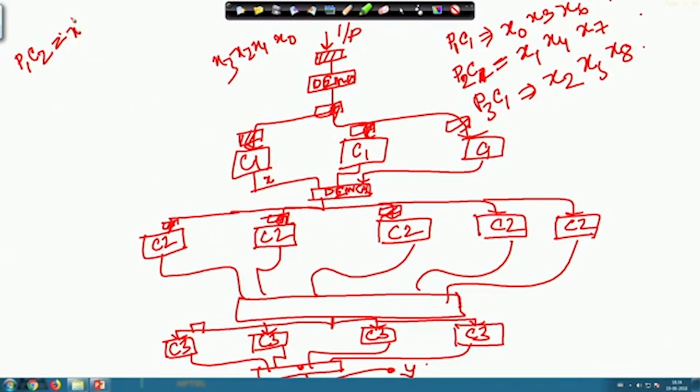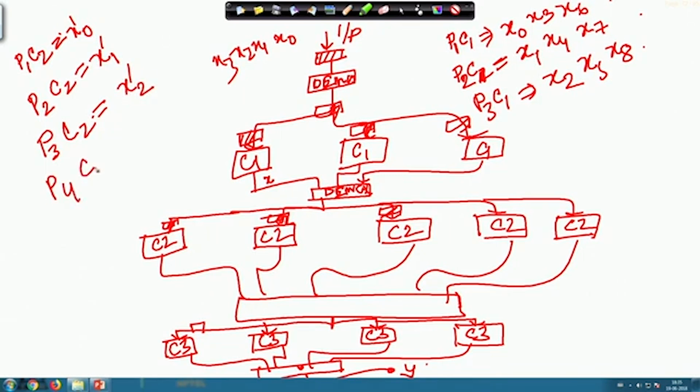So, it will be x0 dash in P2 C2, and x1 dash is the output from this demultiplexer, correct. Then P2 P3 C2 will be connected to x2 dash, then P4 C2 will be x3 dash, and then P5 C2 will be connected to x4 dash. Then again x5 will come over here.